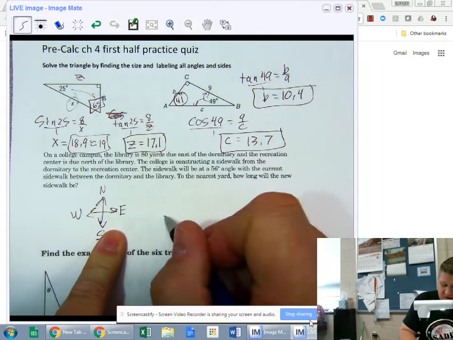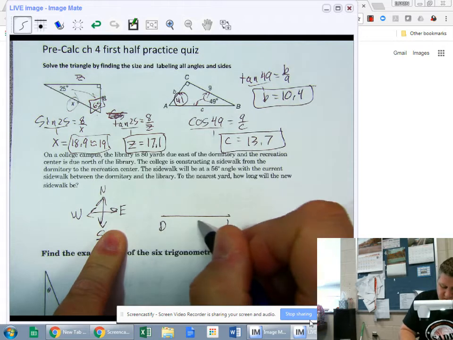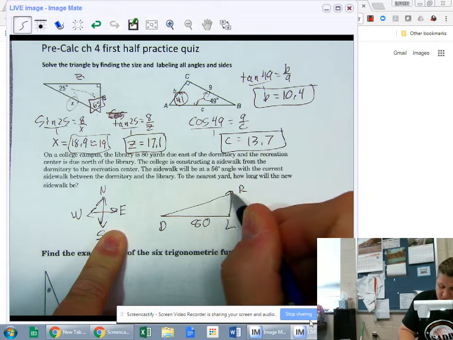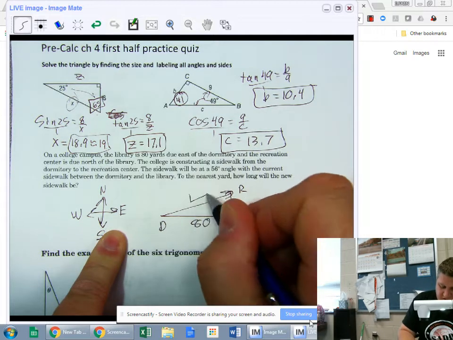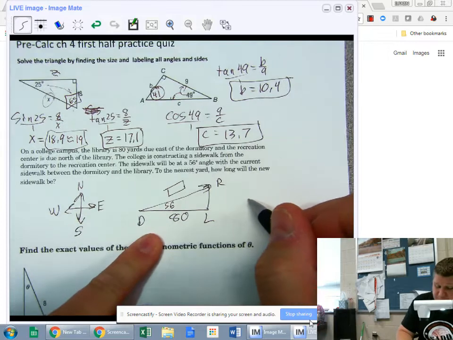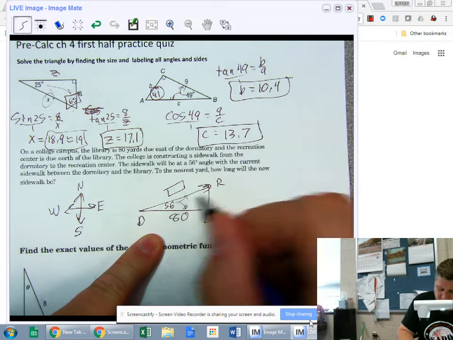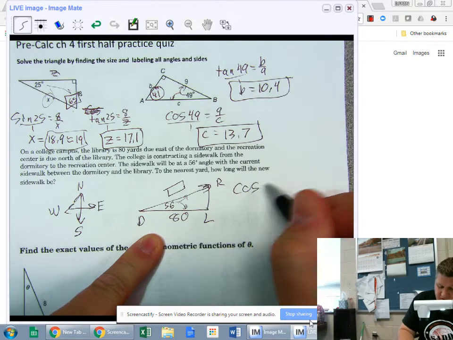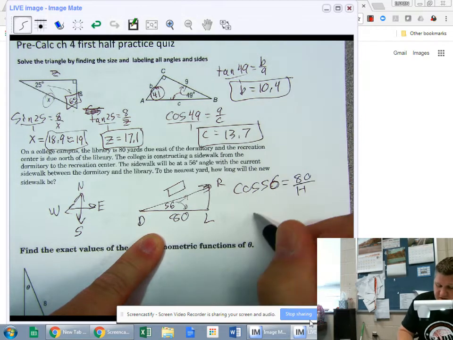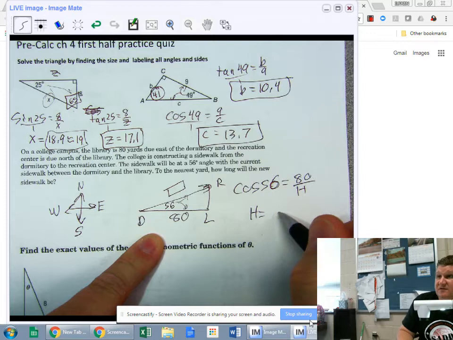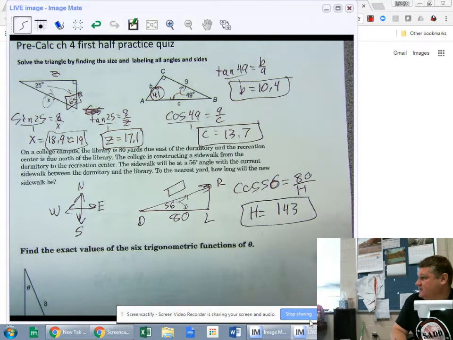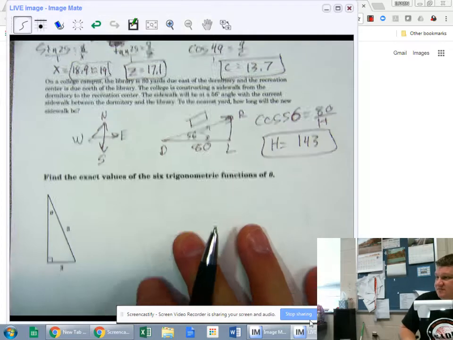In this case, we're going to go from the dormitory to the library, and that's 80. Then we're going to turn north, and we're going to go to the rec center. We have this sidewalk here that's going to be new. I don't know the length, but it's at 56 degrees. Best bet here is what? Adjacent over hypotenuse. Cosine of 56 equals 80 over hypotenuse. And you come up with hypotenuse is 143-ish. Would you be okay with 143-ish? All right. Now, let's move on down here.